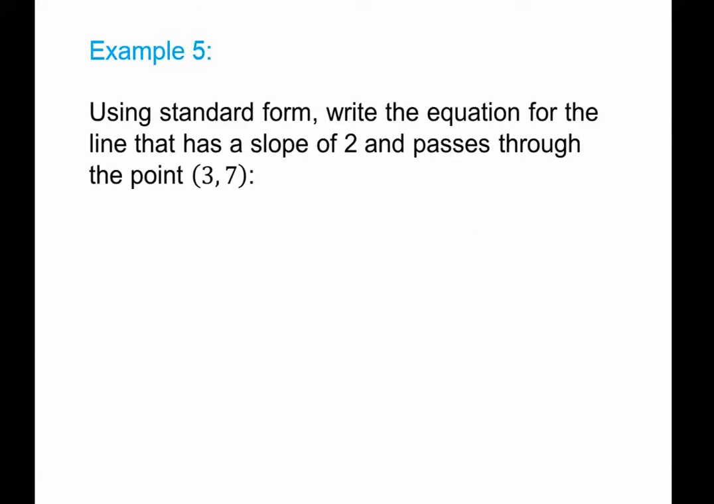Okay, example 5, I think we have 2 more. Using standard form, write the equation for the line that has a slope of 2 and passes through the point (3, 7). Now, this is a completely different type of problem. It's okay if you feel a little frustrated with it. I do want you to attempt it on your own. But this one's going to involve a little bit of work.